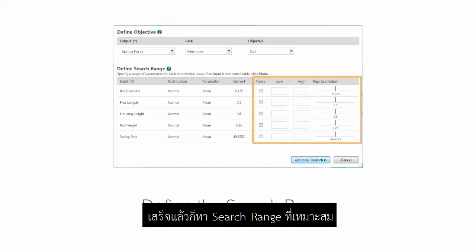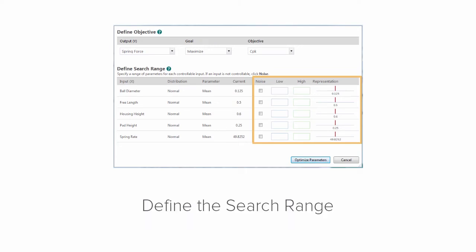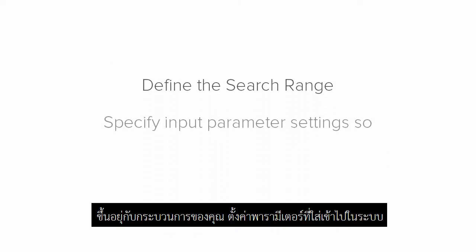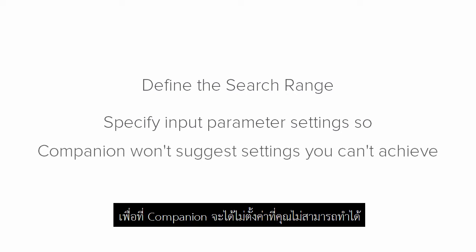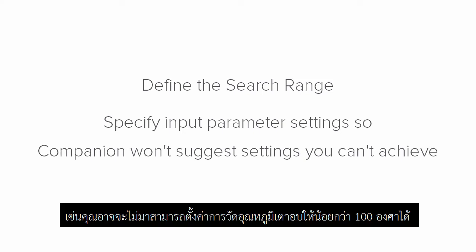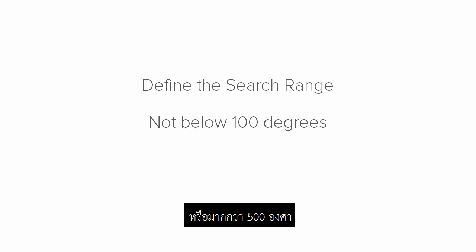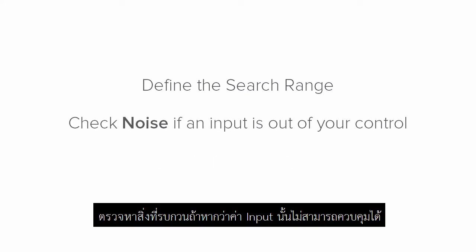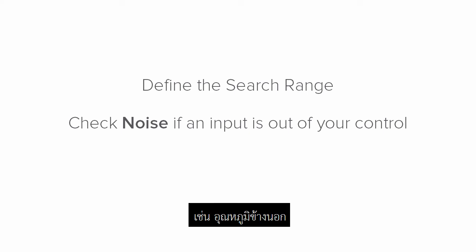Then, define the search range. Based on your process, specify settings for an input parameter so Companion won't suggest settings that you can't achieve. For example, you might not be able to set an oven's thermostat below 100 degrees or above 500 degrees. Check noise if an input is out of your control, for example, outdoor temperature.